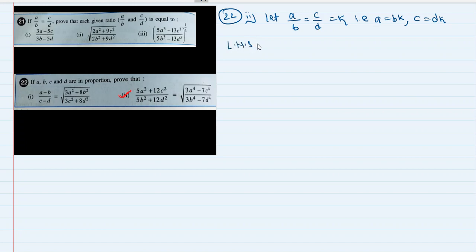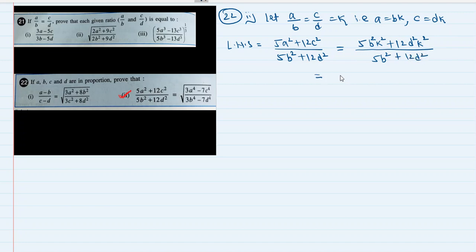We have to first take LHS. We will prove both the sides. Okay, we'll first take LHS. It is (5A² + 12C²) upon (5B² + 12D²), which is equal to 5B² K² — see, in the place of A, I'm putting BK, but I don't have A, I have A². So it will be (B²K² + 12D²K²), the whole upon 5B² + 12D².